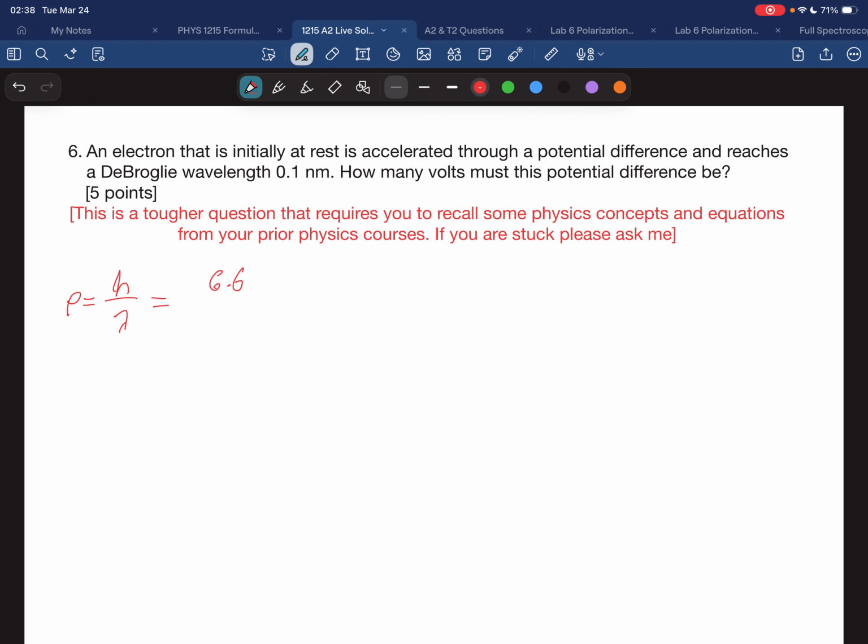So 6.626 times 10 to the negative 34 over 0.1 times 10 to the negative 9. This is just going to give us 6.626, unsurprisingly, and times 10 to the negative 24. So really, we've just changed the exponent. Okay. Off to the side, we will leave that for now. And let's take a look at the kinetic energy for now.